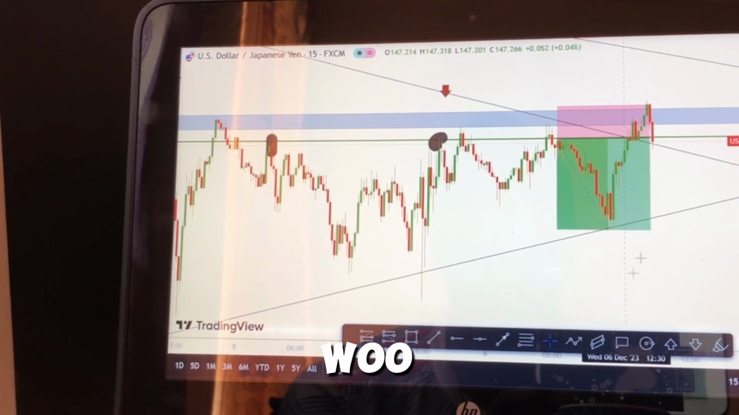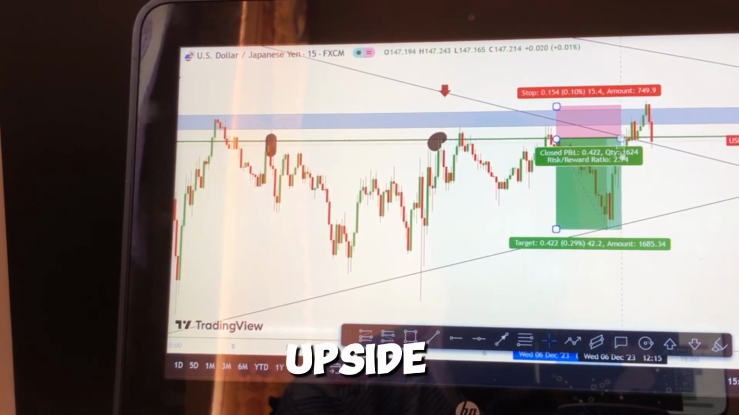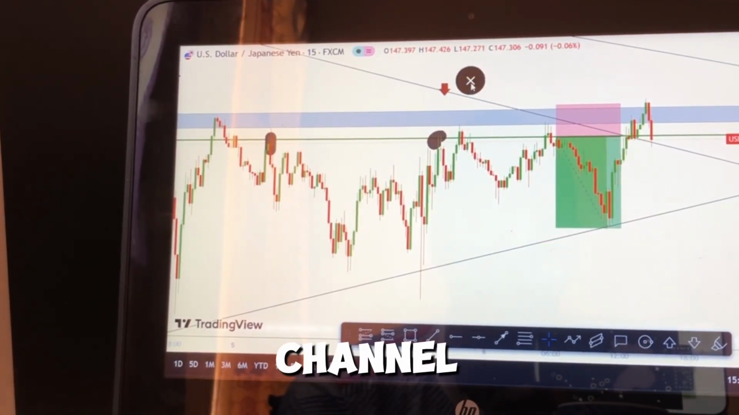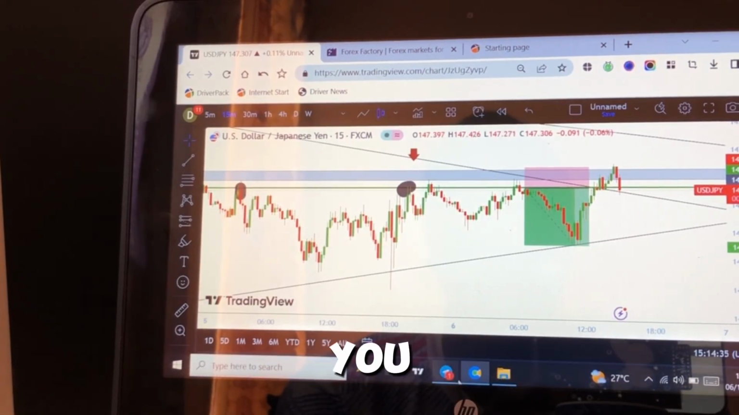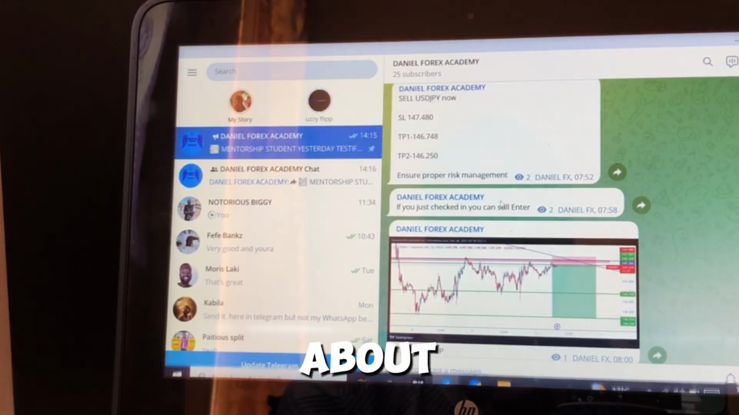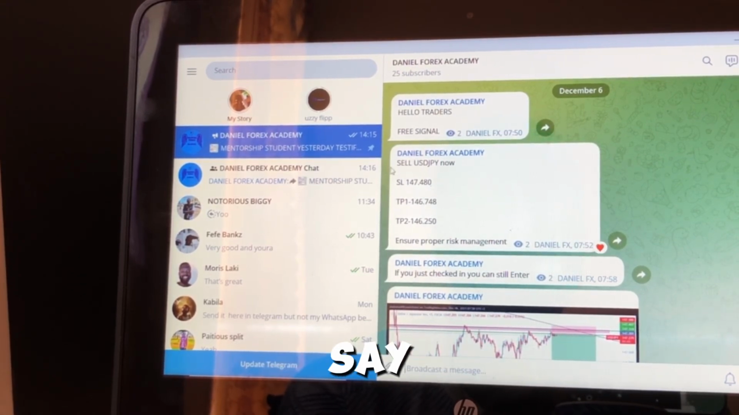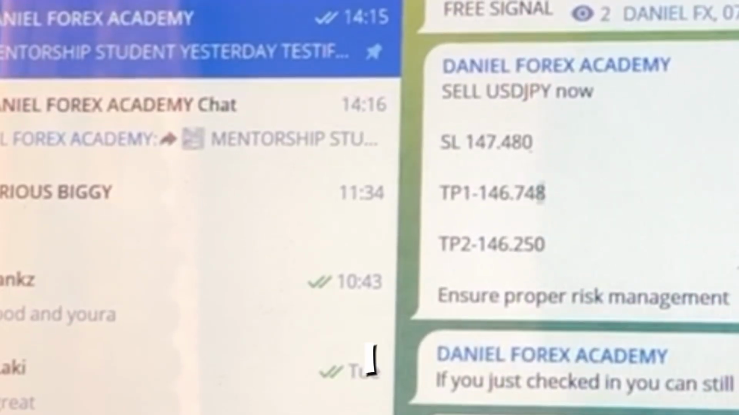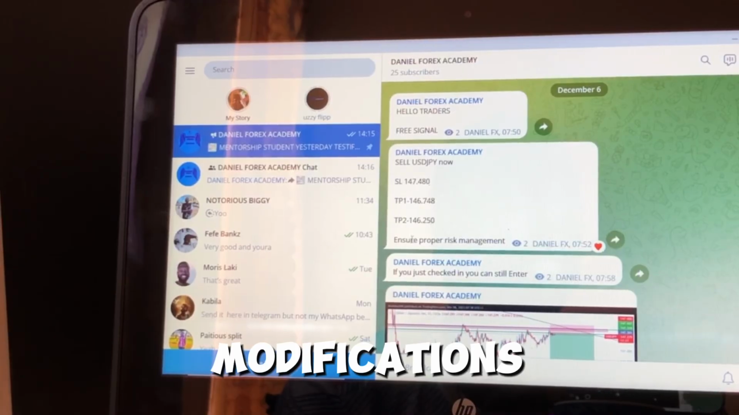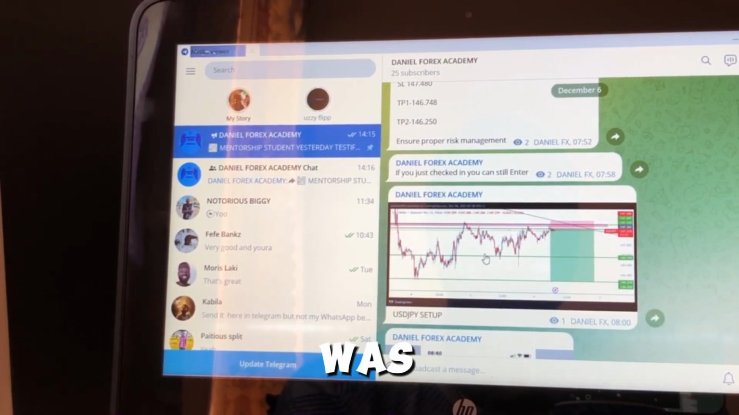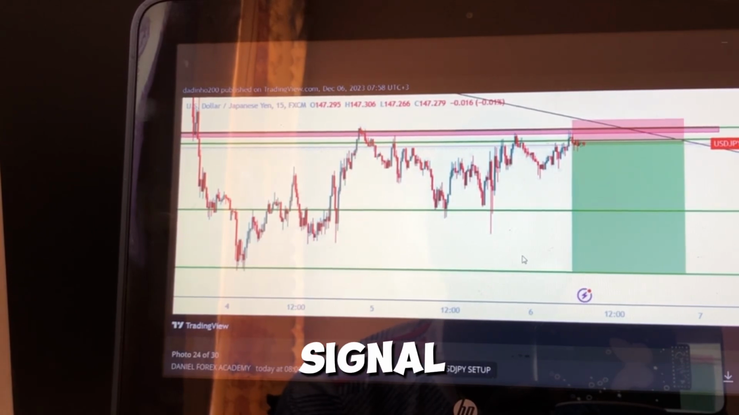And then, whoa, the market reversed all the way to the outside. And I called this trade to my Telegram channel. If I can show you, you can go to my Telegram channel, which I talked about. So this is it. I managed to call this trade here and say sell USDJPY now. I had to give them all the modifications, and then this was where I sent the signal exactly.